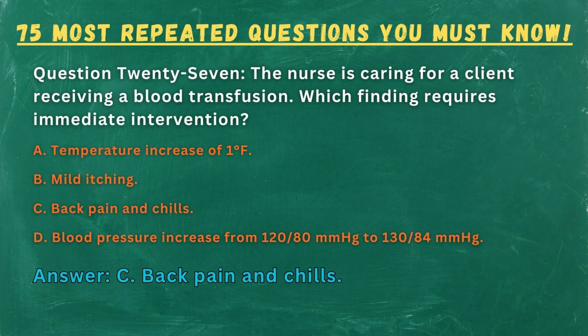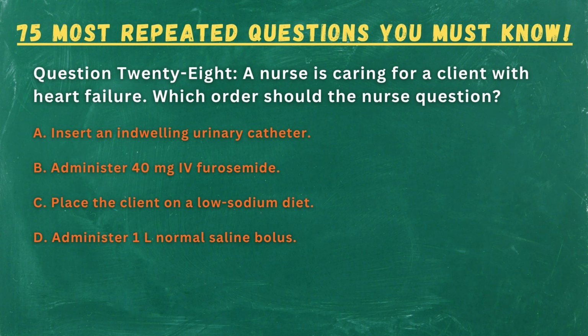Answer: C. Back pain and chills. Question 28. A nurse is caring for a client with heart failure. Which order should the nurse question? A. Insert an indwelling urinary catheter. B. Administer 40 milligrams of furosemide. C. Place the client on a low-sodium diet. D. Administer 1 L normal saline bolus.